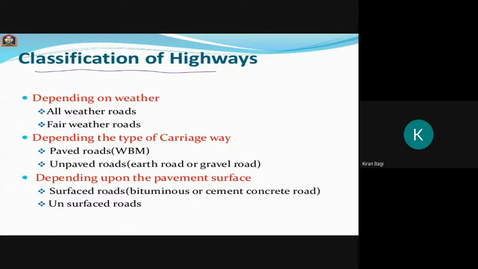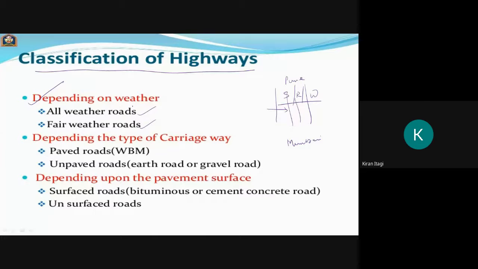Now, if we talk about the classification of highways, the first classification depends upon the weather: all-weather roads and fair-weather roads. Say you are traveling from Pune to Mumbai or Bombay. The road you are using is an all-weather road, correct? That is, you can travel in the summer season, in the rainy season, and in the winter season. So in all three seasons you can travel.